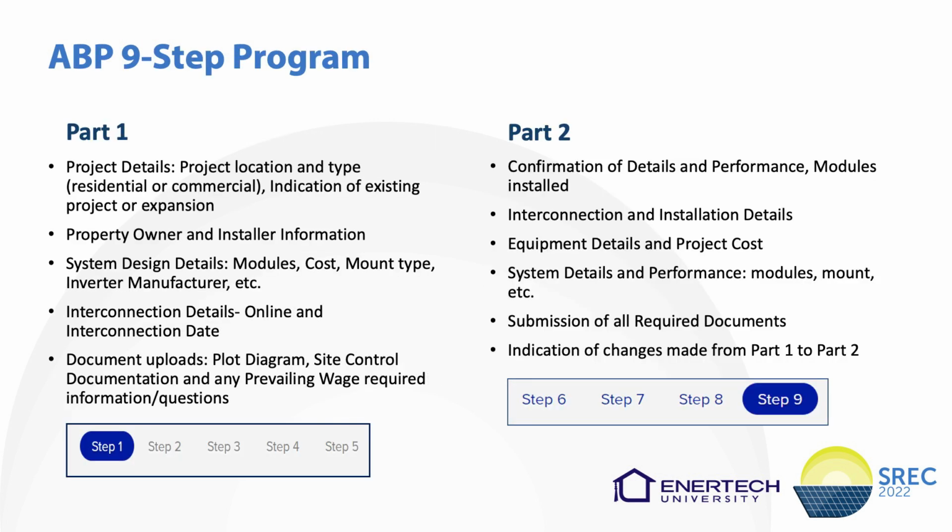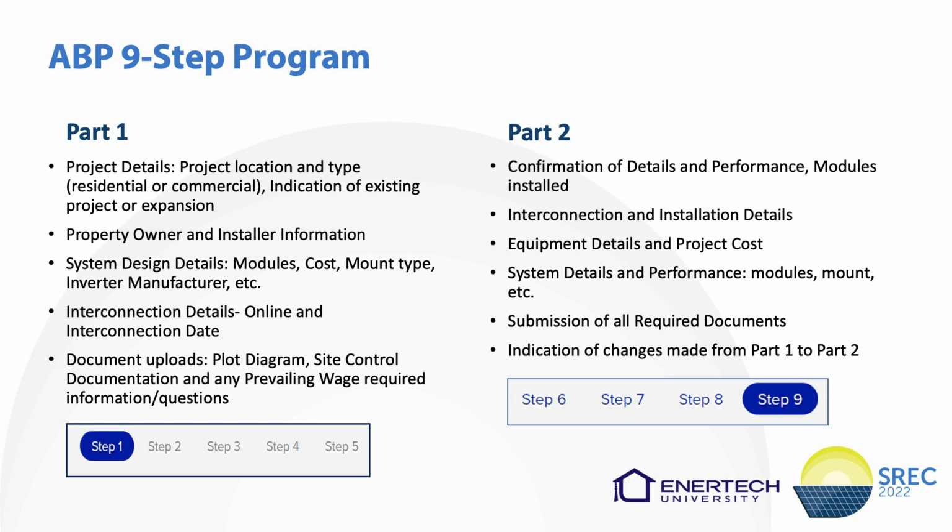The Adjustable Block Program consists of 9 steps. These 9 steps are divided into 2 phases or parts. In Part 1, the required information will be all of the project details, such as the location and type, whether it be a residential or commercial project, and the indication of existing project or whether it is an expansion of a previous project. It also consists of the property owner and installer information, the system design details such as the modules, the cost, the mount type, the inverter manufacturer, etc.